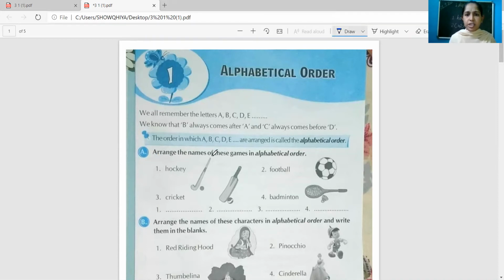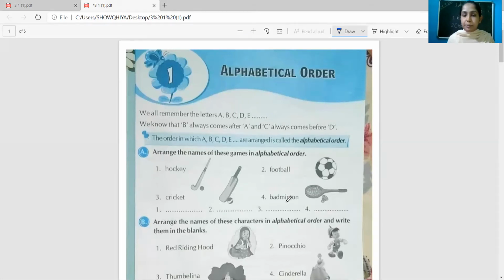Arrange the names of these games in alphabetical order. Along with the pictures, they have given the names. What is the first one? Can you all read it? It is hockey. The second one, foot ball, football. The third one is cricket. Can you see a bat and a ball here? In which game do we use these things? We use them in cricket. Cricket. I repeat again, cricket.